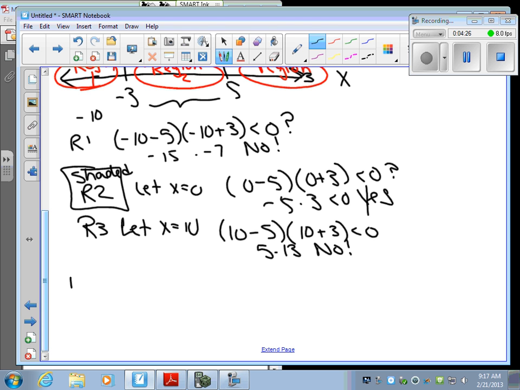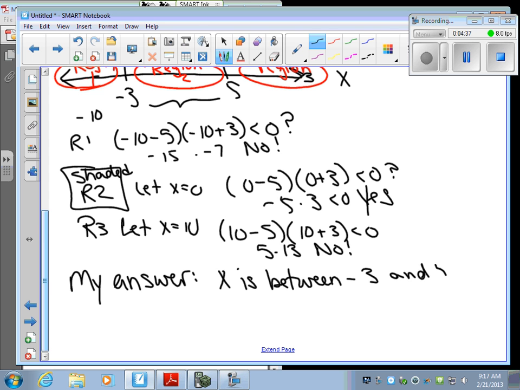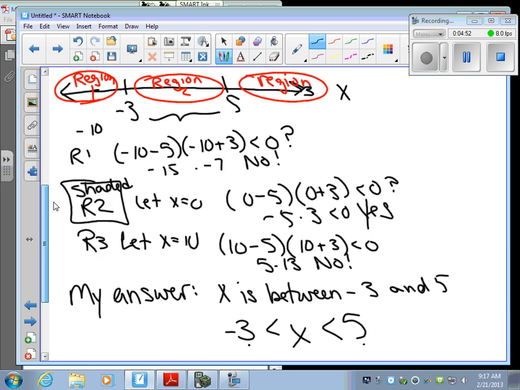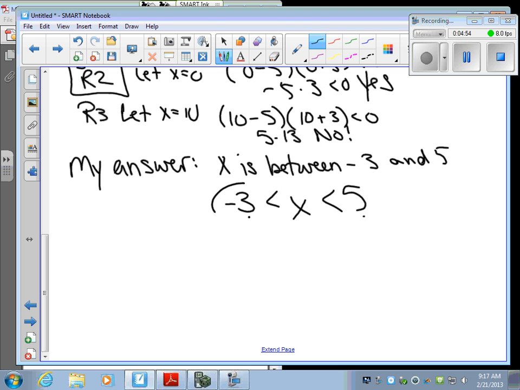So my answer is going to be that x is between negative 3 and 5. How we write that algebraically is I put the x in here, negative 3 down here. The smaller number goes down here, the larger number goes up here, and it's less than. Was there an equal to sign in that? No. So strictly less than. And this is how I would write that algebraically.